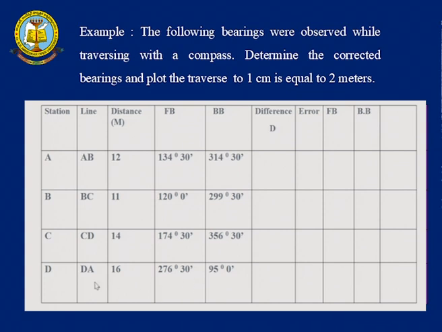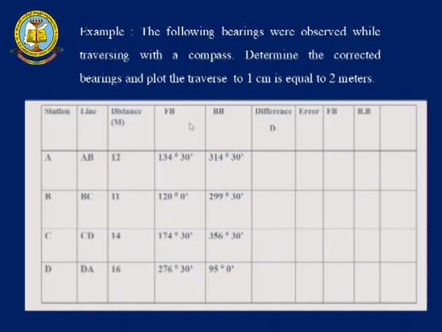So this is what you have to take down, the reading bearings. These are called fore bearings, whatever you are observing at the stations, and this is called BB, meaning back bearings. So this is very important. Once I already said that, when you see the difference between these two, you have to get 180 degrees, then only the observations or bearings are correct.